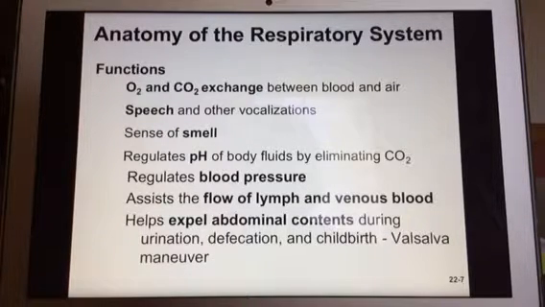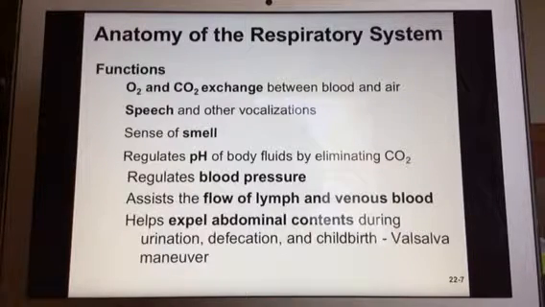So overall functions of the respiratory system, we need to have oxygen into the tissues and carbon dioxide released, and so we also have to have that exchange between the blood and the air. Not only the blood and the tissues, but between the blood and the air. The function of the respiratory system also includes speech and smell, regulating pH of our body fluids.